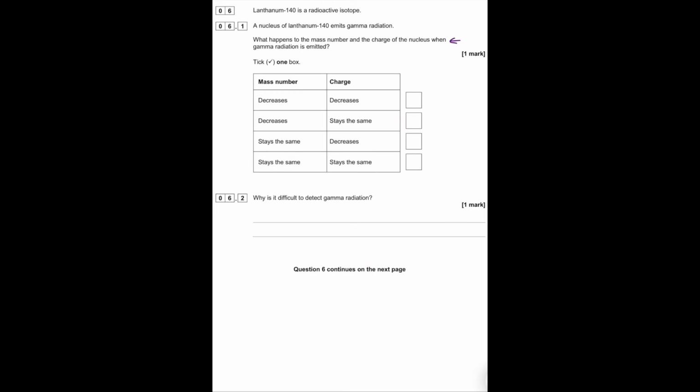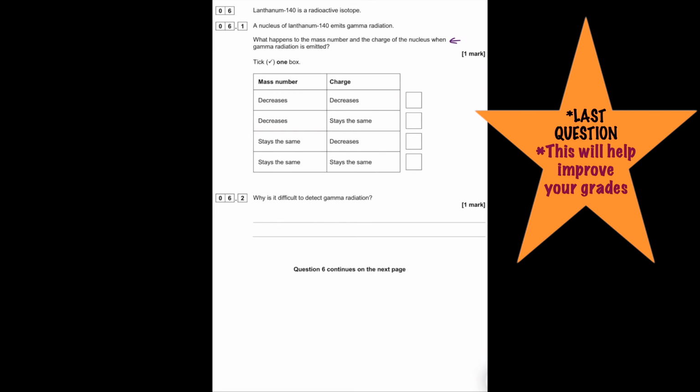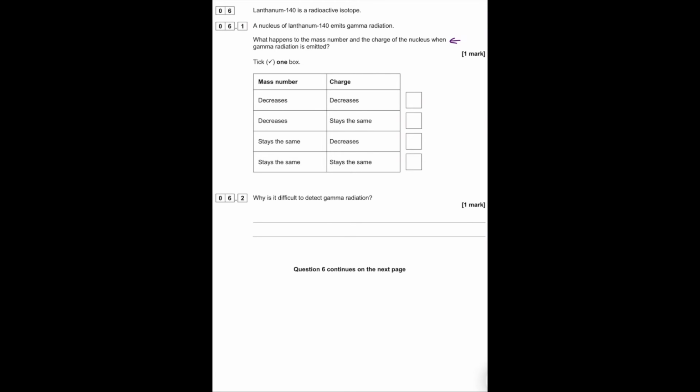Lanthanum-140 is a radioactive isotope. A nucleus of lanthanum-140 emits gamma radiation. What happens to the mass and the charge of the nucleus when gamma radiation is emitted? So gamma radiation is not a particle, it's an electromagnetic wave. So the mass number stays the same and the charge stays the same. Why is it difficult to detect gamma radiation? Now, gamma radiation is very weakly ionising, which means most gamma radiation is going to pass through any kind of detector.